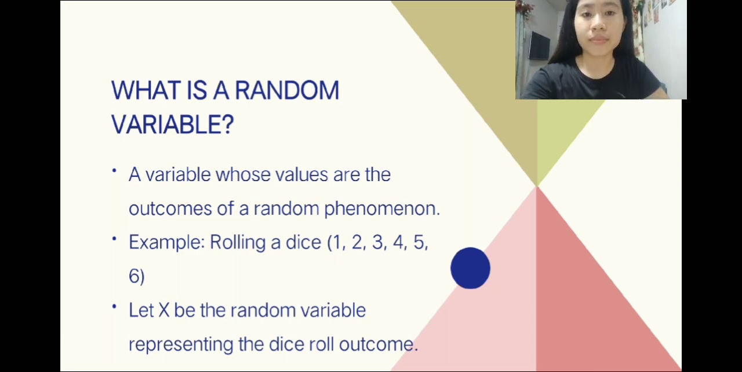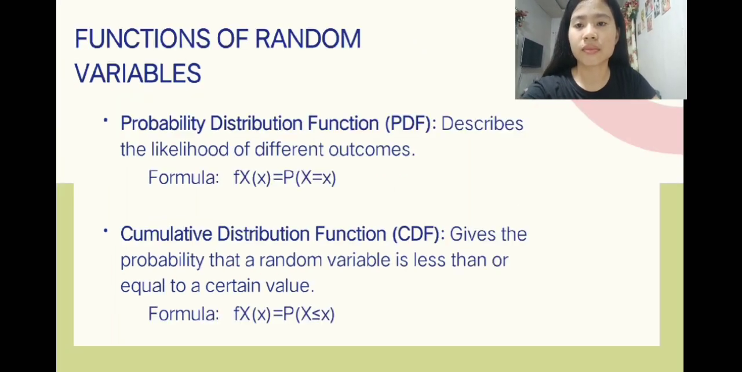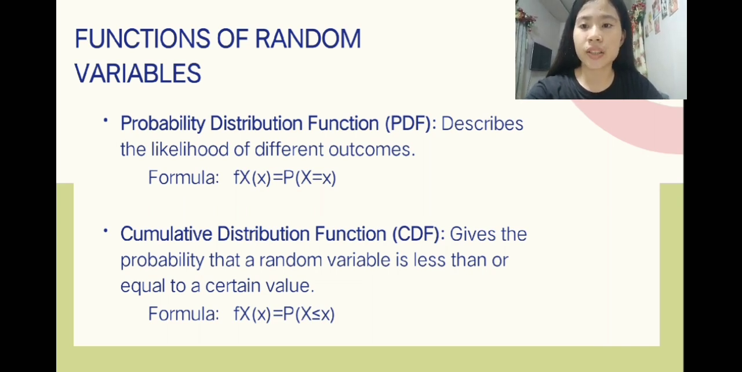For example, consider rolling a die. The outcome can be 1, 2, 3, 4, 5, or 6. Here, we use the random variable, let's call it X, to represent the result of the die roll. Now, on to the general functions of random variables. These functions are essentially ways to transform random variables to understand and analyze them better.